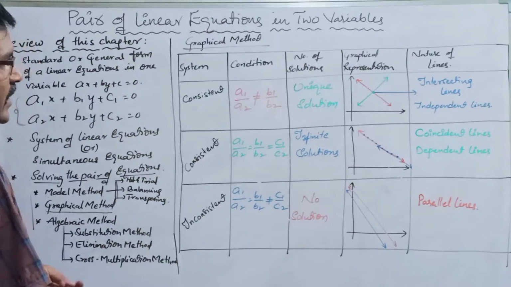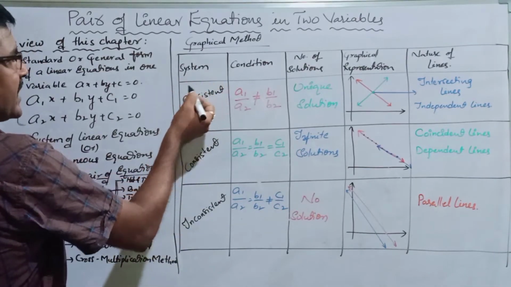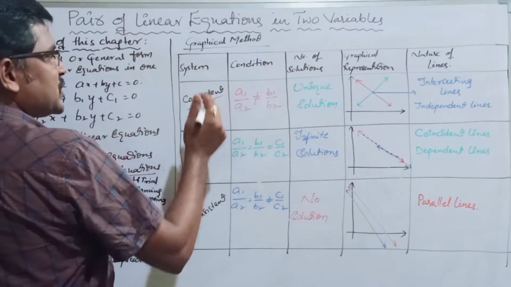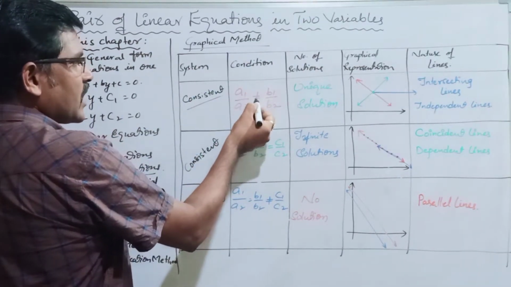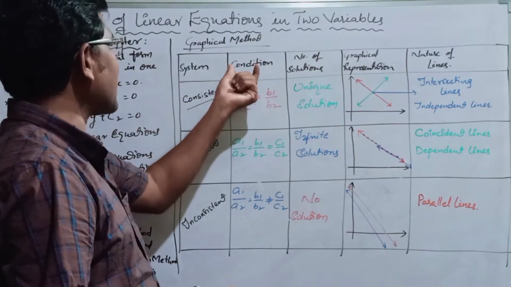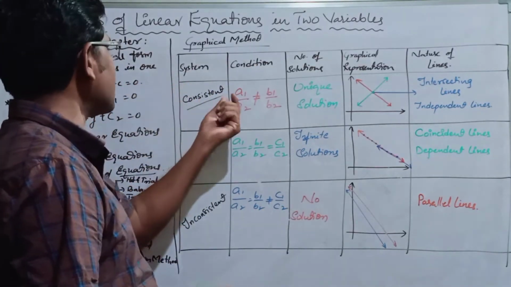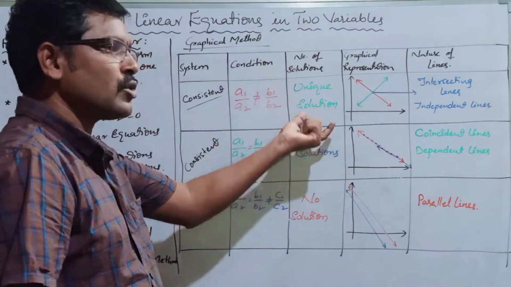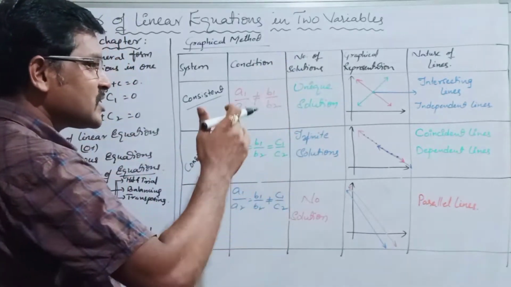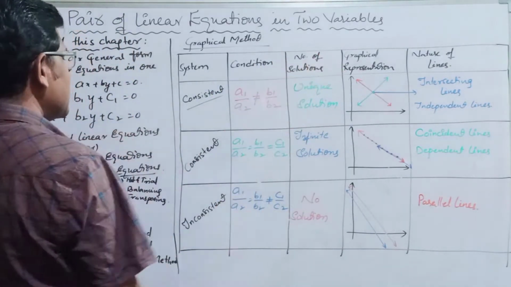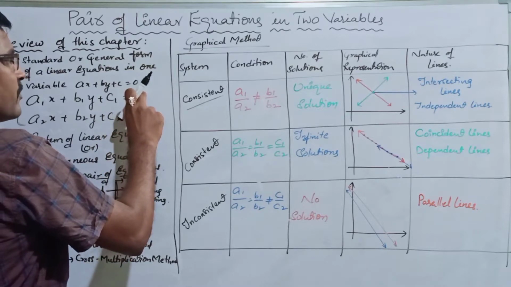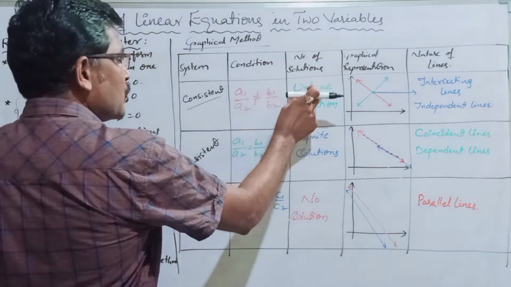The system of linear equations is consistent when the condition is a1/a2 is not equal to b1/b2. When the condition of these two equations is a1/a2 is not equal to b1/b2, then we have a unique solution. The solution of these two equations is a unique solution.